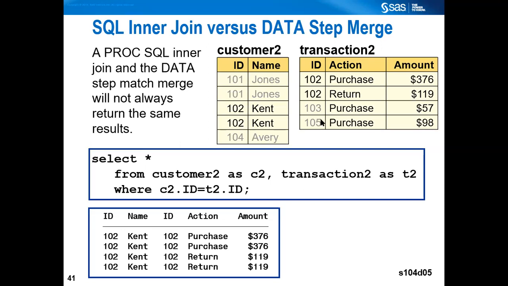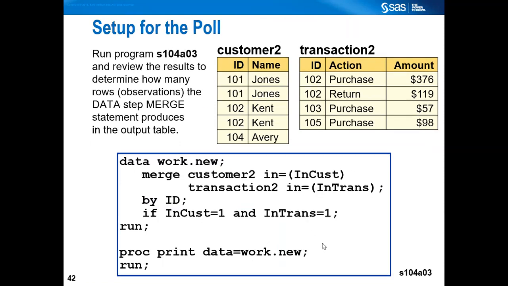Understood what is happening and what they are telling? SQL inner joins and data step merge will not always give you the same results. Why? So understand this. Okay, this is your data step merge.